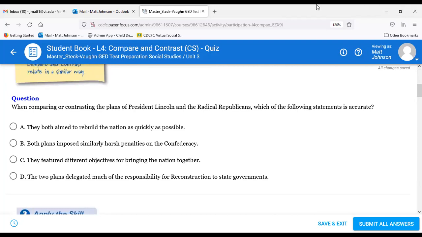Okay. When comparing or contrasting the plans of President Lincoln and the Radical Republicans, which of the following statements is accurate? A, they both aim to rebuild the nation as quickly as possible. B, both plans impose similarly harsh penalties on the Confederacy. C, they feature different objectives for bringing the nation together. Or D, the two plans delegated much of the responsibility for Reconstruction to state governments.